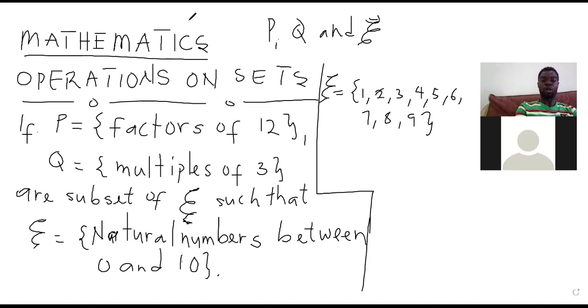So P is the factors of 12, meaning the factors of 12 in the universal set. If you list any factor of 12 that is not part of the universal set, it is wrong. So we have the factors of 12: 1, 2, 3, 6. You won't include 12. If you add 12 to it, it's wrong, because 12 is not part of the universal set.